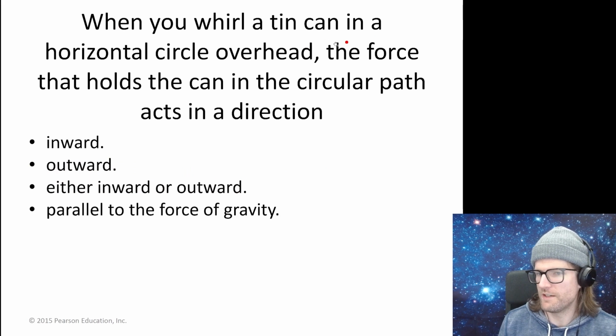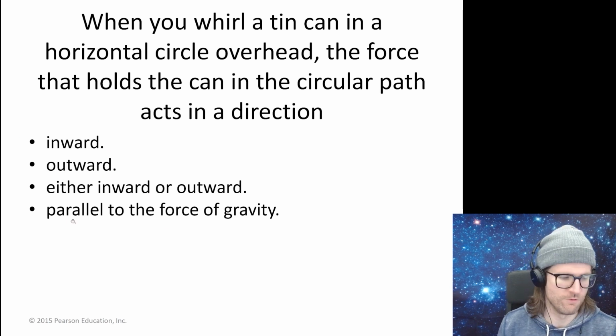When you whirl a tin can in a horizontal circle overhead, the force that holds the can in the circular path acts in a direction. It's going to be inward, not outward. Not either inward. Oh, wait, hold on. Let's read this. Be careful. The force that holds the can in the circular path acts in the direction. Okay. So the force that holds the can in the circular path is in towards the center of the circle, not outward, not either or, and not parallel to the force of gravity. It's definitely inward towards the circle.